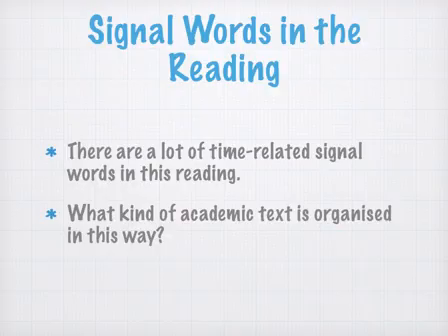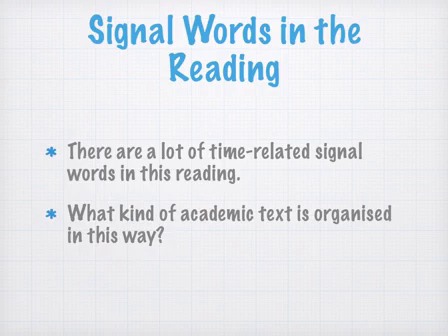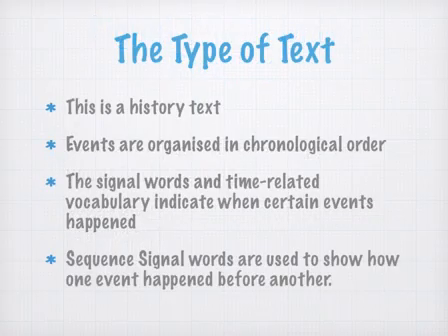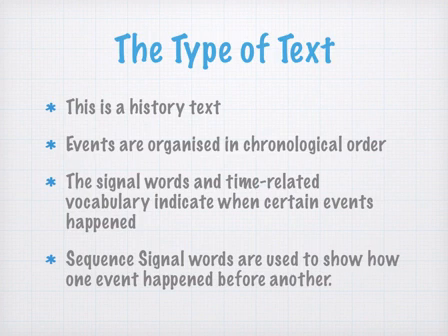So we can see that there's a lot of time-related signal words in this reading. And we need to think to ourselves, what kind of academic text is organized in this way? The organization and the genre of the text is going to help us a lot. Now, this particular one is a history text. The events are organized in chronological order, and the signal words and time-related vocabulary indicate when certain events happened.